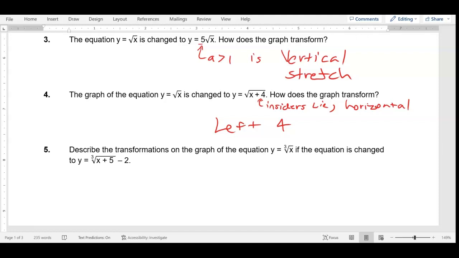Okay. Now we've got the cube root of x. So what happens if it's changed to cube root of x plus 5, minus 2? All right, so remember, this is a lie, horizontal, and this is no lie, vertical. So which way did it move? Left 5, and then down 2.